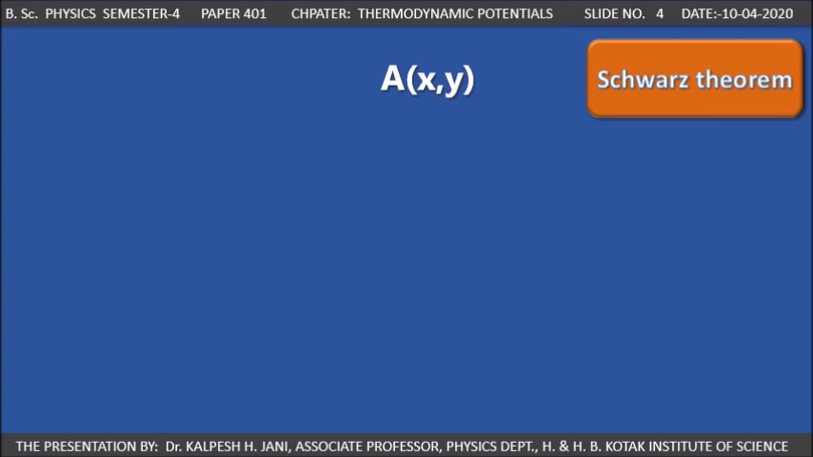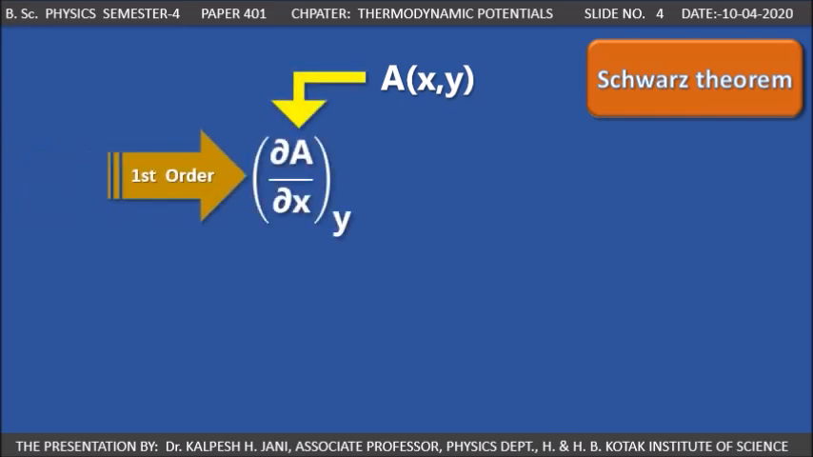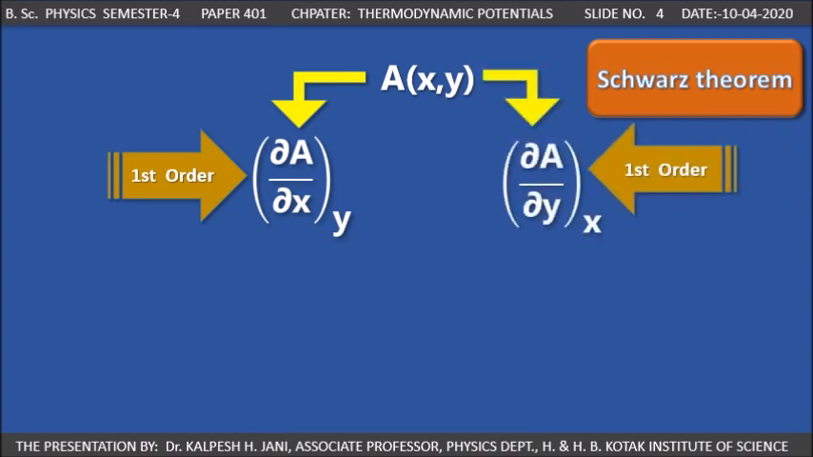Suppose you have a function a which is a function of two variables x and y. This is a continuous analytical function. Now suppose you take the first order differentiation of this function with respect to x while keeping y constant. So you will get this term on the left, which is the first order differentiation of a with respect to x when you have kept y constant. In the same manner, you can also have the first order differentiation of a with respect to y while keeping x constant. So you get these two first order differentiations of this function with respect to each of the variables.